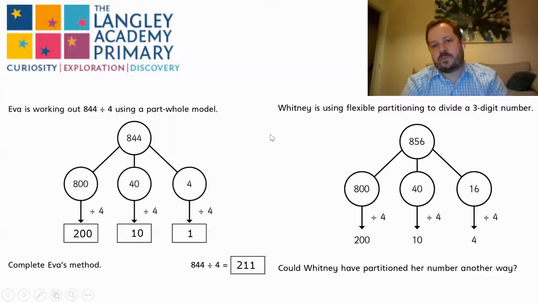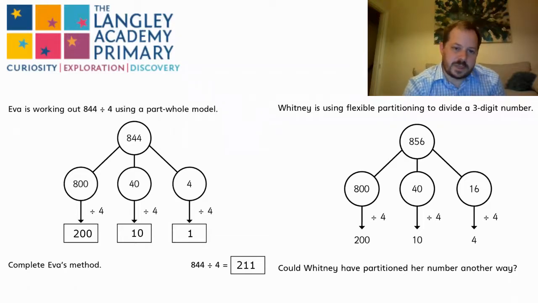Now once again, we don't have to just split it into the hundreds, tens, and ones. In the other case that we've got on the screen now, we split it with a flexible partitioning. So we've done 800 because we know that's divisible by 4, giving us 200. We know that 40, which is part of 56, we know that 40 is divisible by 4, that gives us 10. And we know 16, which is what's left, is also divisible by 4.